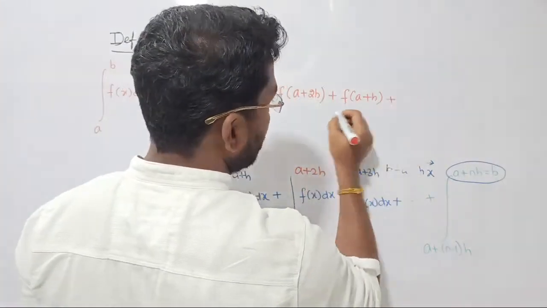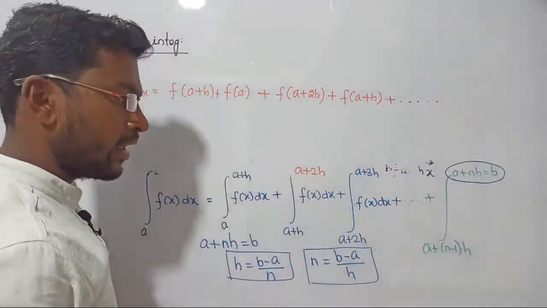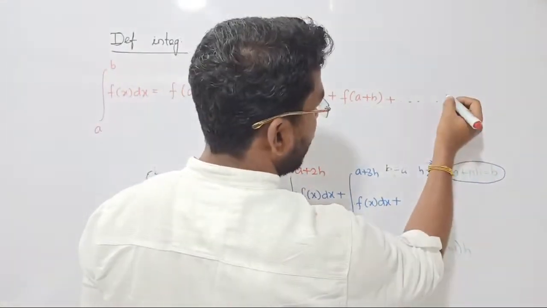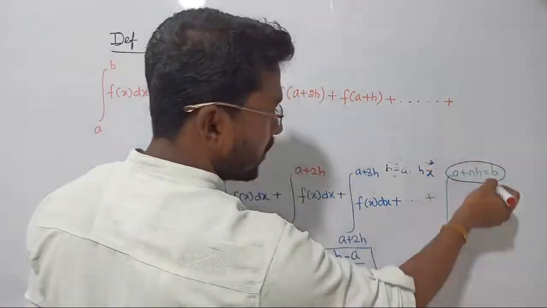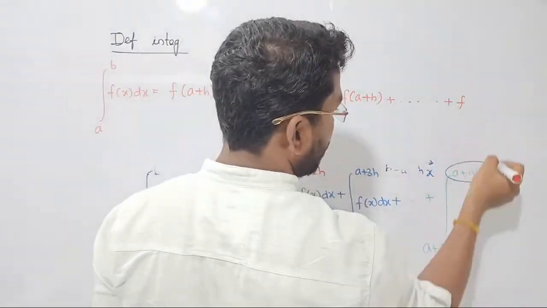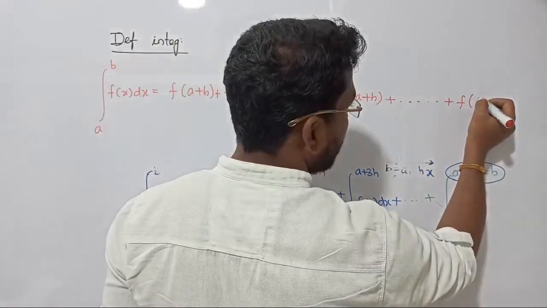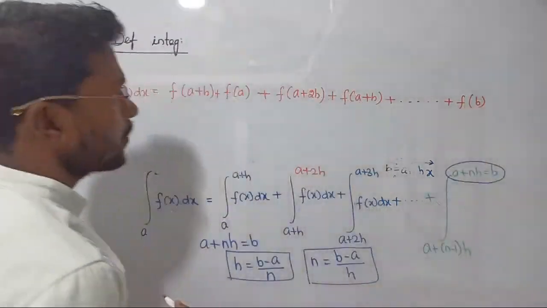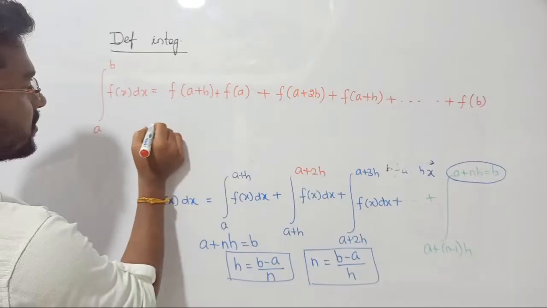You can continue this function up to the final value, right? If you continue this until the end, at last you are going to get f of a plus nh equal to y, or you can consider that as the final point. Let me consider f of b. That's enough, right? Now let us rearrange the order.